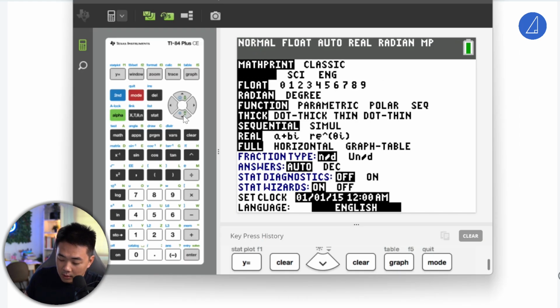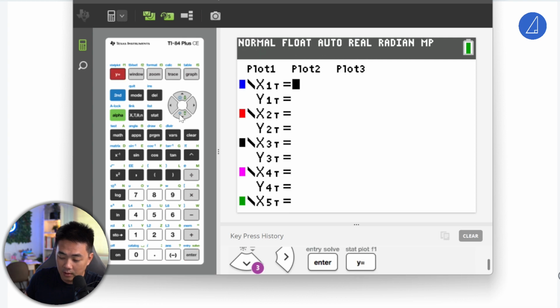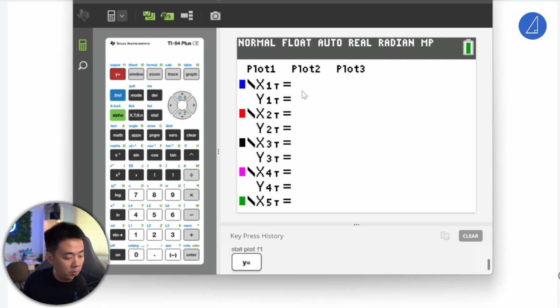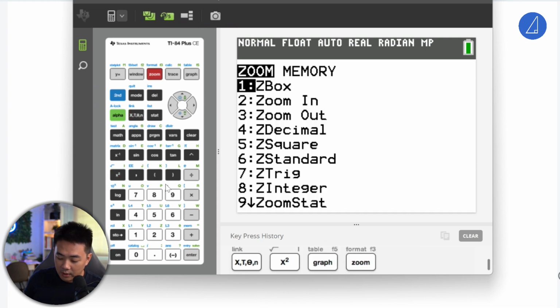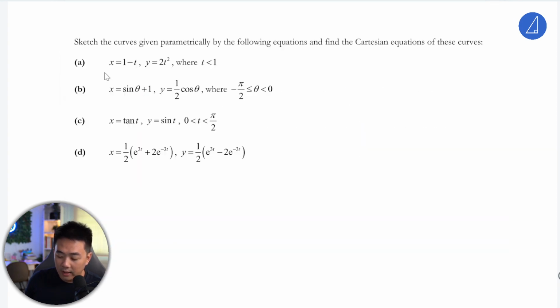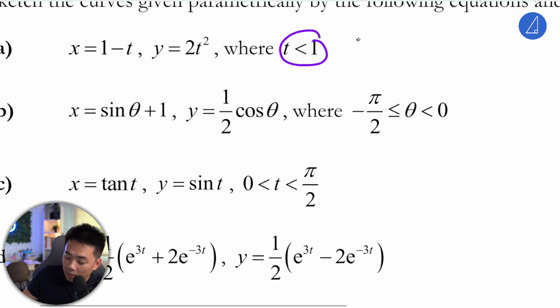Go to mode and change this to parametric. That's the first thing to do. Then go to Y and plot this in. This will be 1 minus t, and for y we have 2t squared.